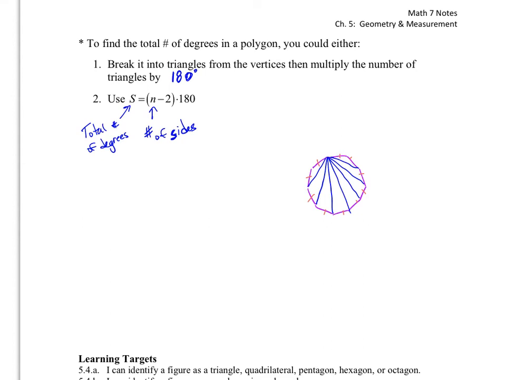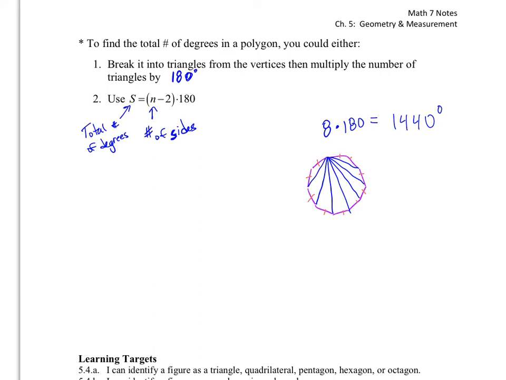For this number 1, you'd say, oh, it's 8 triangles times 180 equals, you could use a calculator. Thanks for checking my math. I did it in my head, so I wanted to make sure I was right.